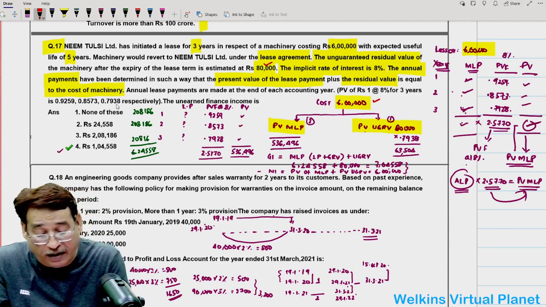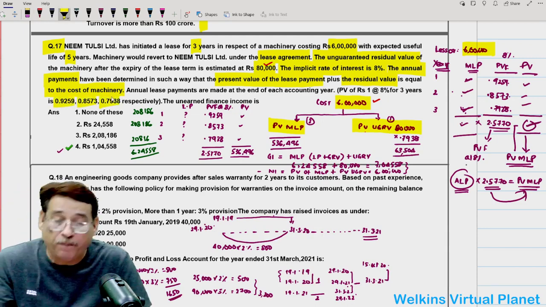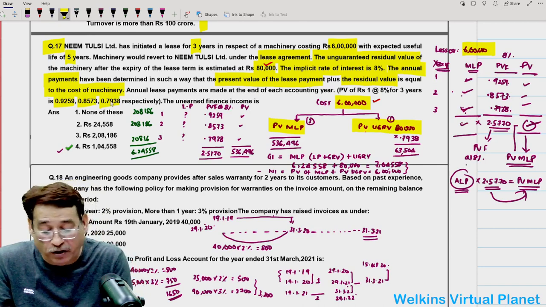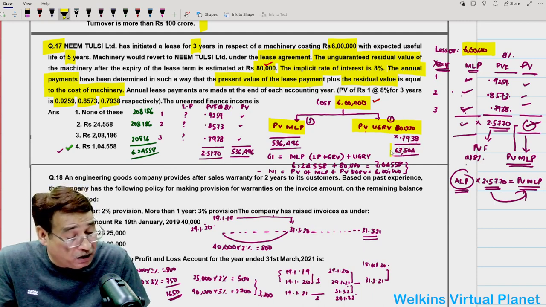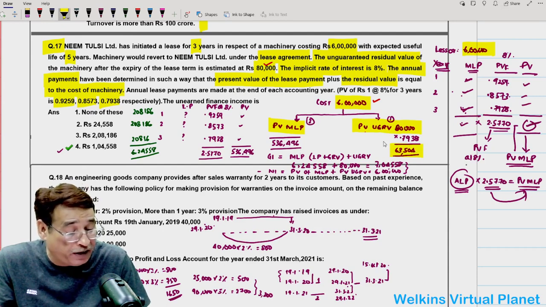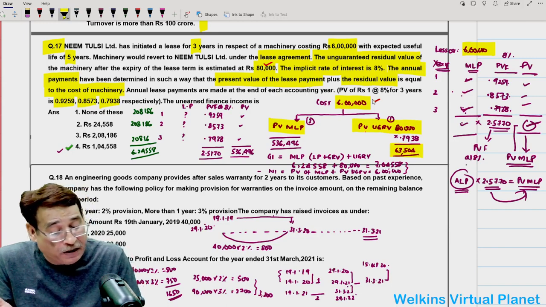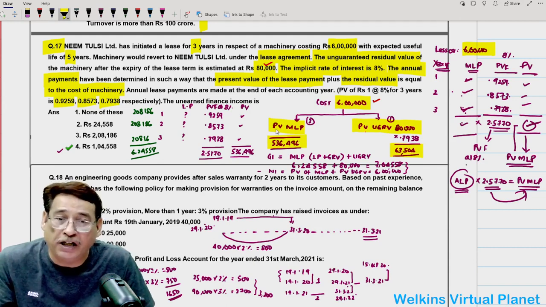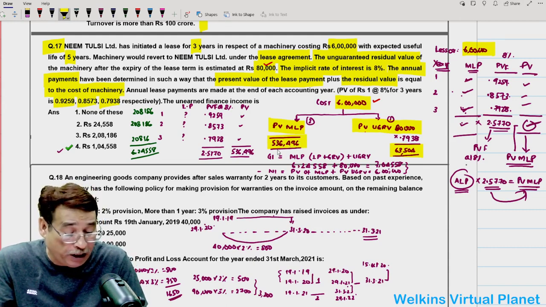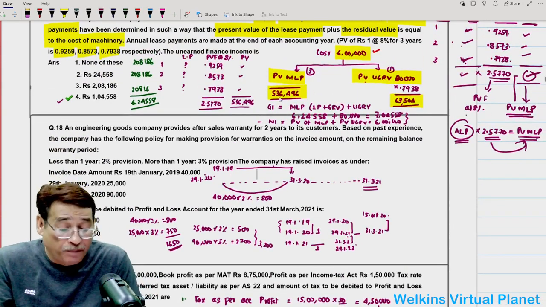Now we have 80,000 as unguaranteed residual value, and factors have been given to us, which I wrote over here also. You can see the present value factor at 8% is given to you, correct? For the unguaranteed residual value, I will use the third year factor, that is 0.7938. By multiplying it, I get 63,500. So I am able to find out the present value of unguaranteed residual value. Now, if I deduct it from the cost, I can find out the present value of minimum lease payment. So the present value of minimum lease payment must be equal to 536,496. Is it clear to you or not?